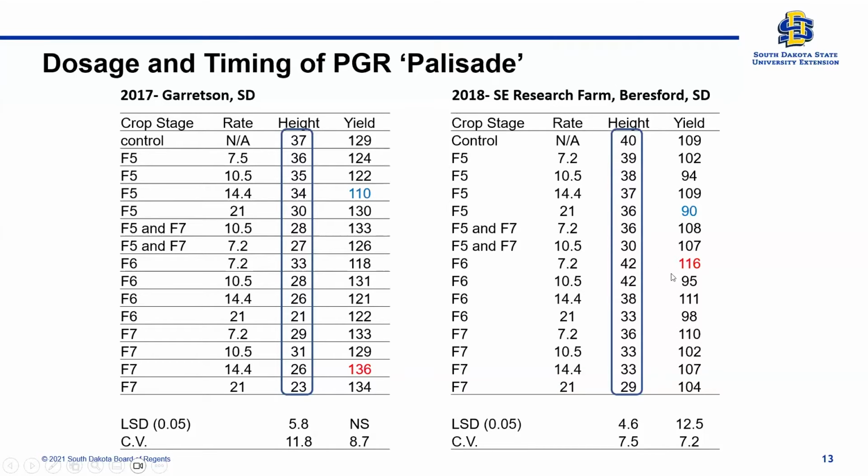Also in 2018, we had a lot drier year, and May was hot, so yield was a little lower for all the plots. 116 was the highest, 90 was the lowest, and the height ranged from 29 inches to 40 inches for the same variety. Then we did this 21 ounces, which is off label, and we don't recommend you do that. We did that just for research, to see what happens if we go beyond the label rate and apply at something like F7. Do we see any grain quality effects or negative effects agronomically? That's what we were after.